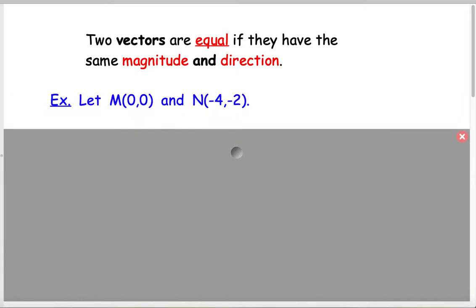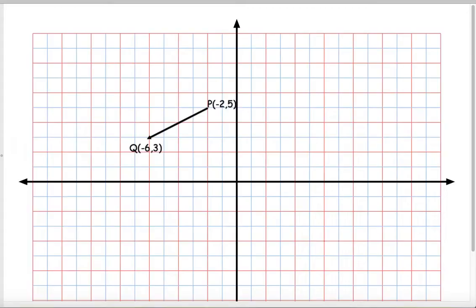So let's plot, we already have the vector PQ. Let's plot another vector on that same graph, MN. This time M is going to be at the origin, and N is going to be at negative 4, negative 2. And so there's that vector from M to N. Notice the initial point is M and the terminal point is N.